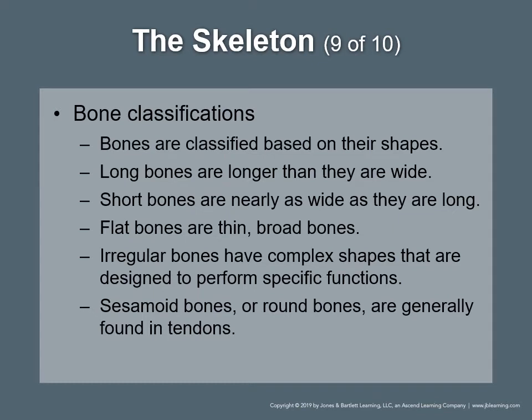Bone classifications. They are classified based on their shapes. Long bones are longer than they are wide. Short bones are nearly as wide as they are long. Flat bones are thin, broad bones. Irregular bones have complex shapes that are designed to perform specific functions. Sesamoid bones or round bones are generally found in tendons.